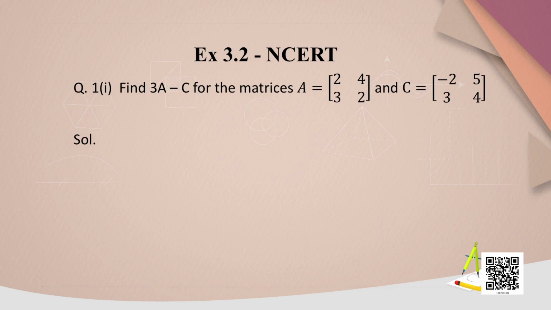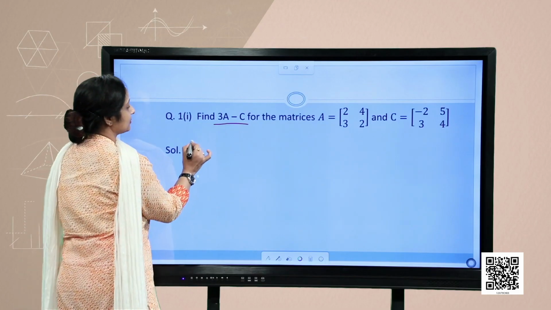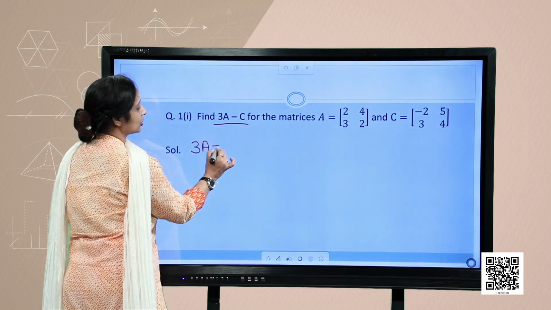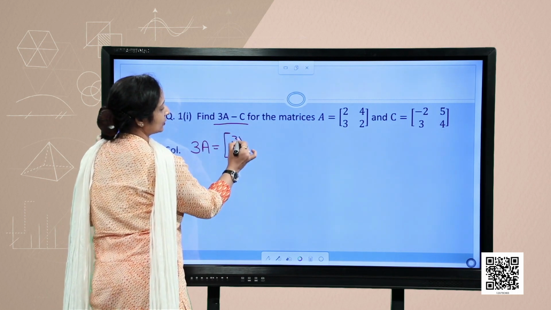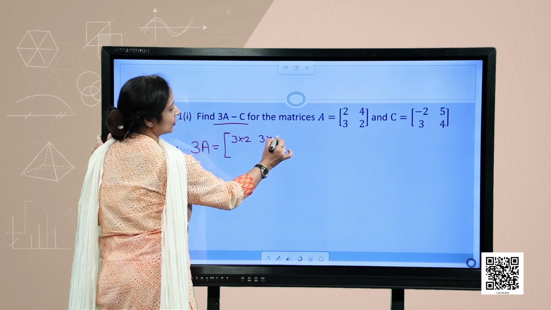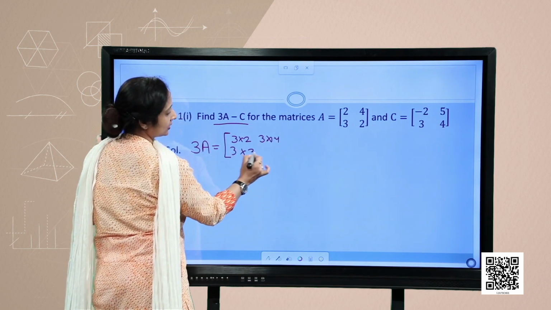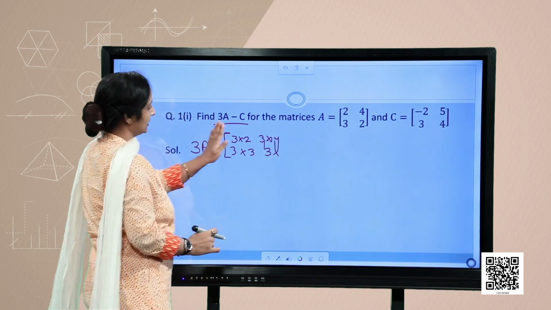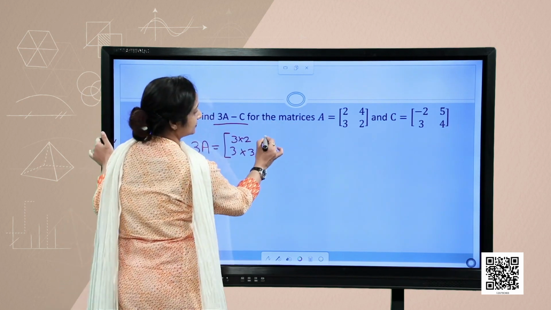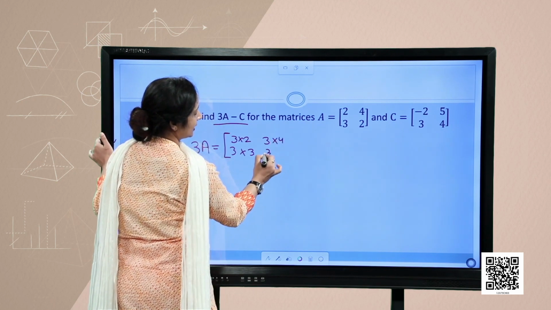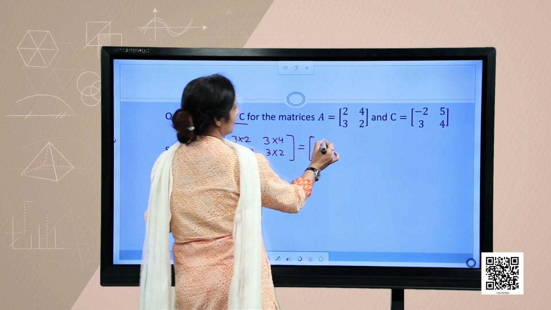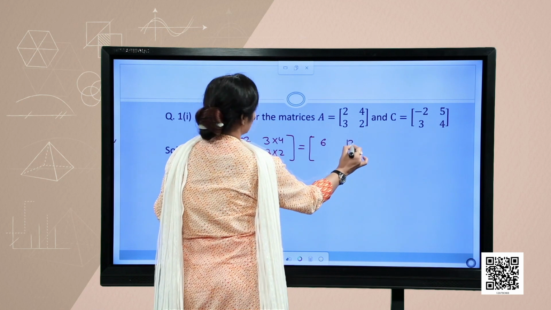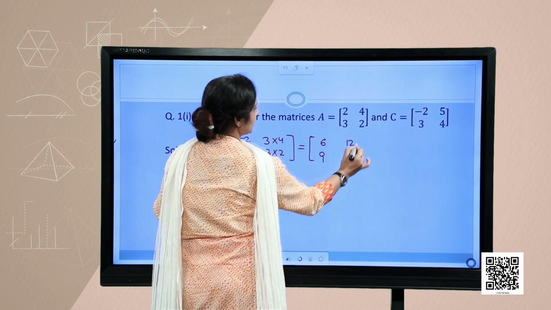You are given matrix A and matrix C and you have to calculate 3A minus C. So my very first step is to calculate this scalar multiplication of matrix A with 3. That means 3 into 2, 3 into 4, 3 into 3 and 3 into 2 again. Like this. Then you can compute these products and give your final answer 6, 12, 9, 6.